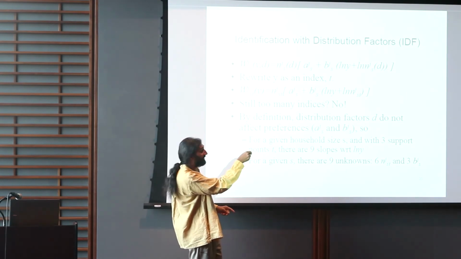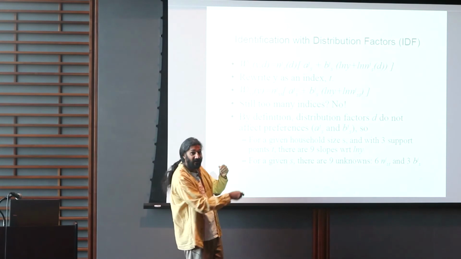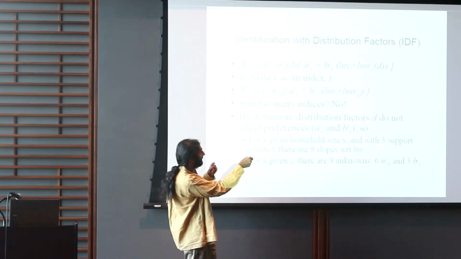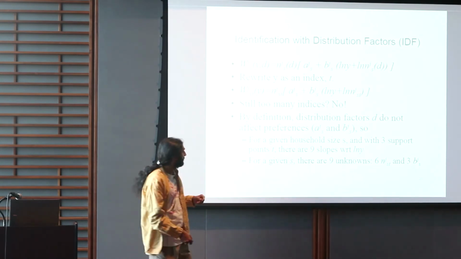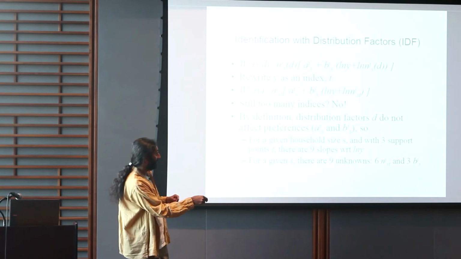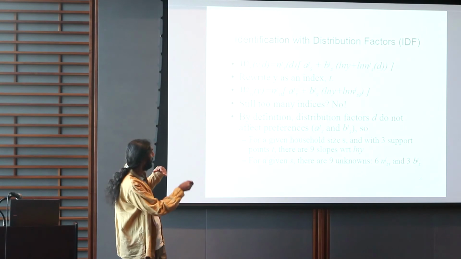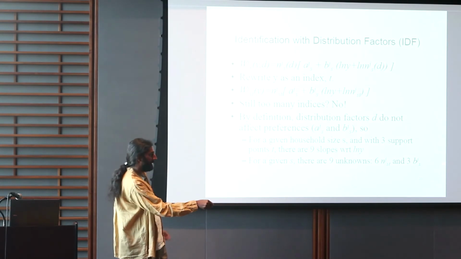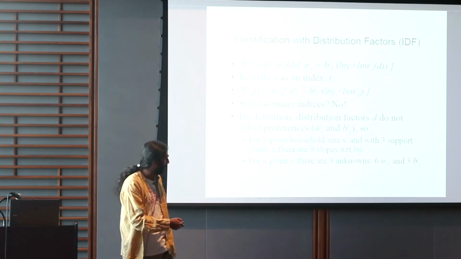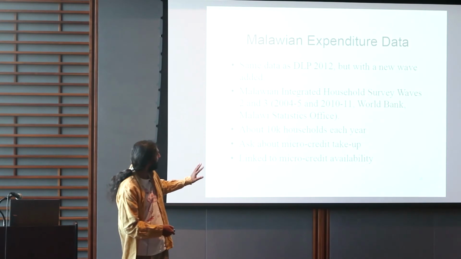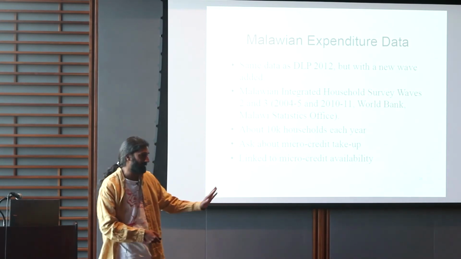So for every T I observe, I'm going to get a new piece of information that I can use over here. So for a given household size S, if I have 3 support points T, then again, I got 9 slopes over here and 9 unknowns. So, OK, now I'm just going to go right to the data.